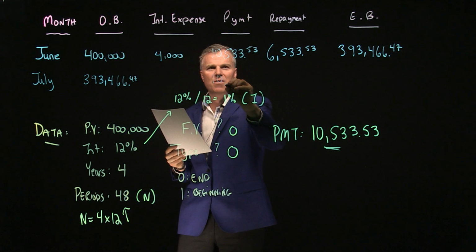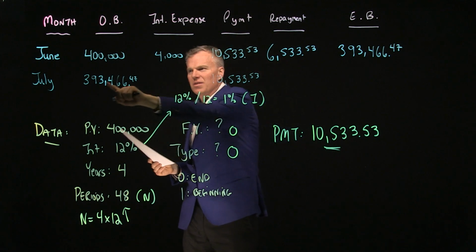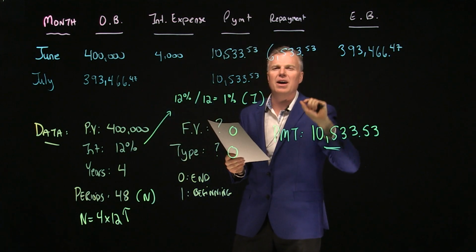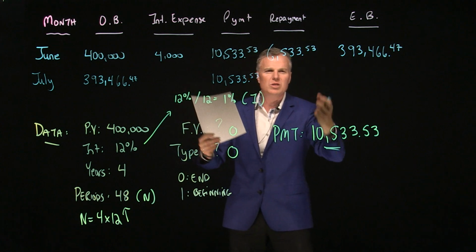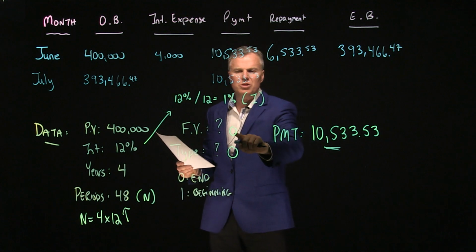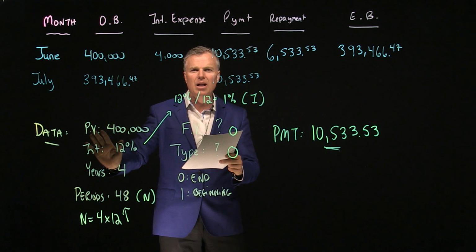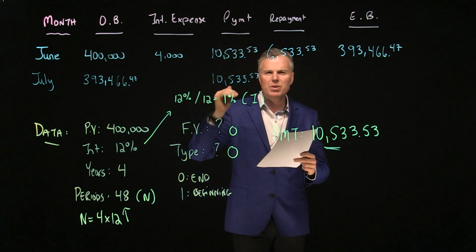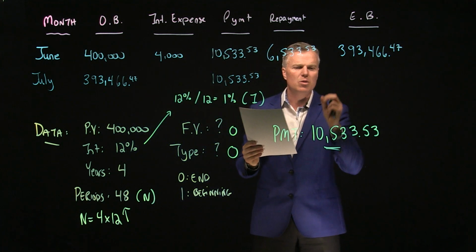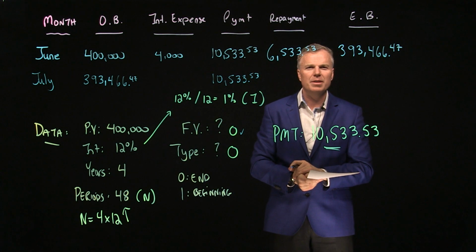You'll still have the same payment. You'll have to calculate this minus that to get that, and carry on and so on. And remember, at the end of 4 years, your future value should be 0. So when you create this in Excel, you'll have 48 periods. At the end, your balance should be 0. I hope this video helps everybody. See you in class.